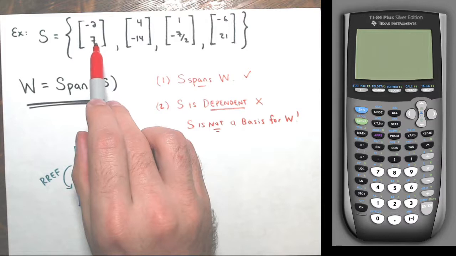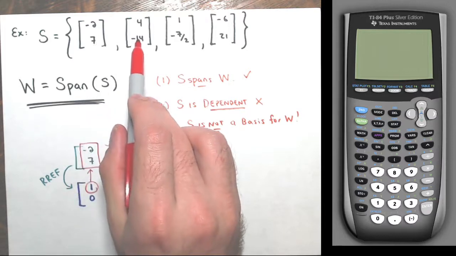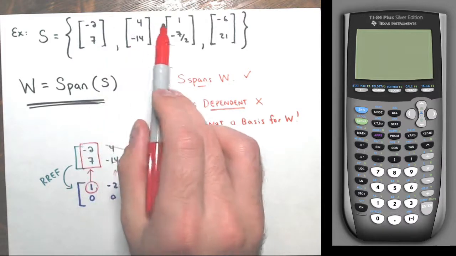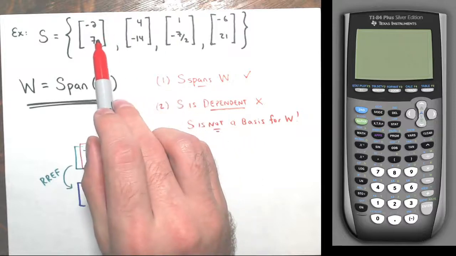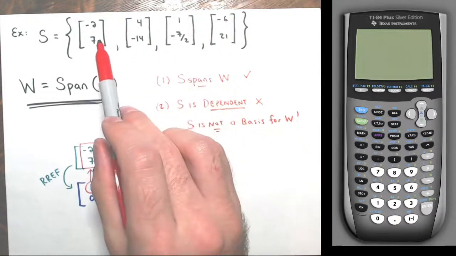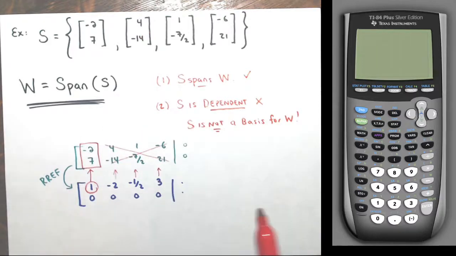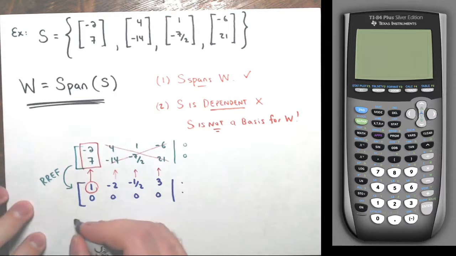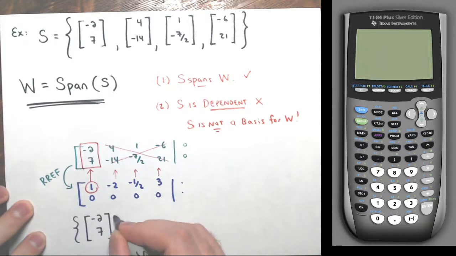All right, and check it out. This times negative 2 would be that. This times negative 1/2 would be that. This times 3 would be that. All 3 of these vectors are just multiples of the first one, so I only really need the first one. So what we're seeing from all this is that the set with just the vector negative 2, 7 in it is a basis for W.